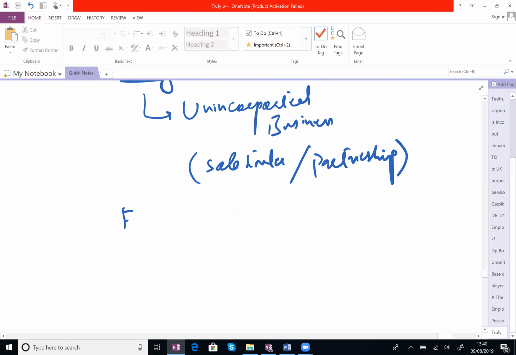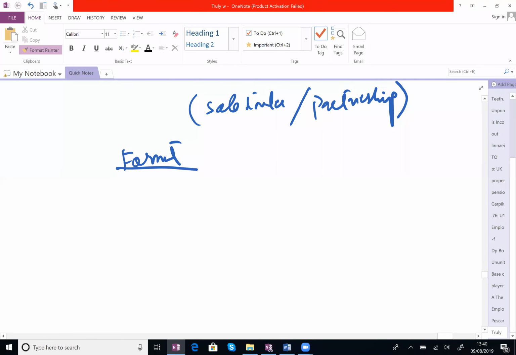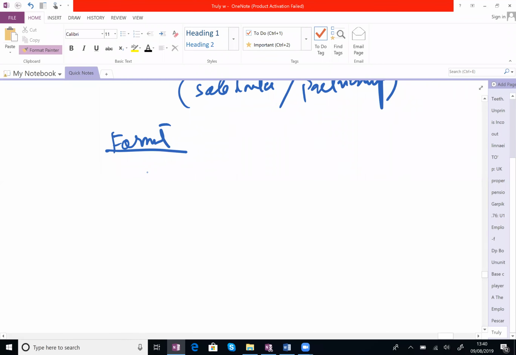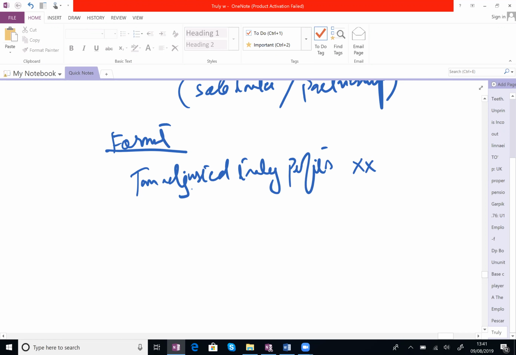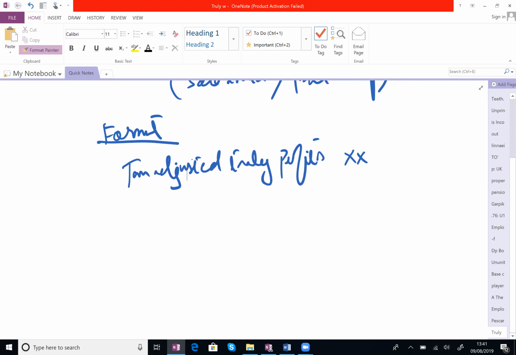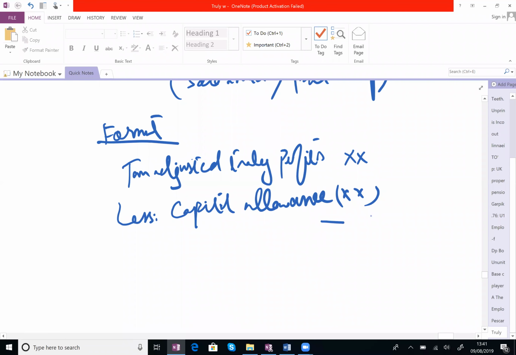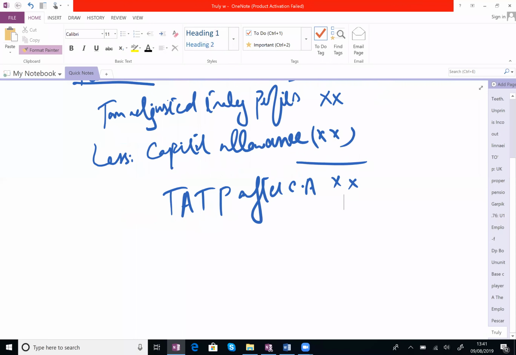What is the format to calculate the trading income? There is a format for how to calculate it. Tax adjusted trading profits. The examiner will give you the tax adjusted trading profits. All adjustments the examiner will already do. Only one adjustment you have to make: you have to deduct the capital allowance from these profits. After deducting capital allowance, you get the tax adjusted trading profit after capital allowance. TATP means tax adjusted trading profit after capital allowance.